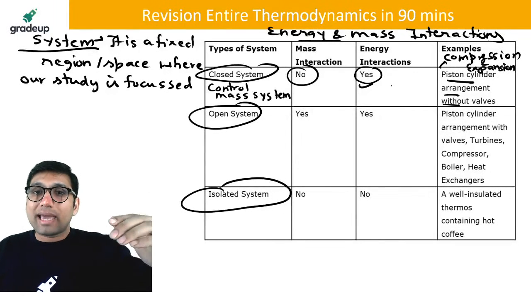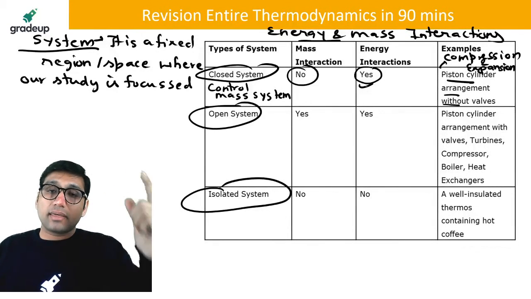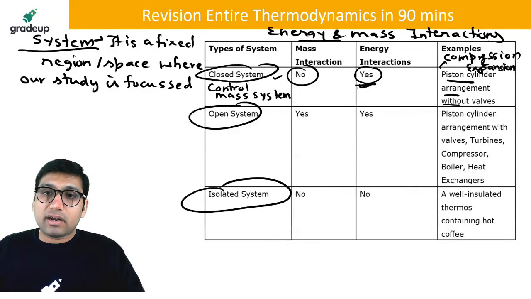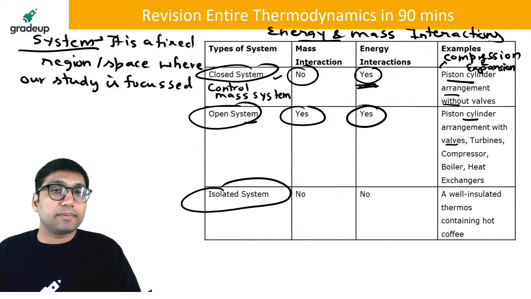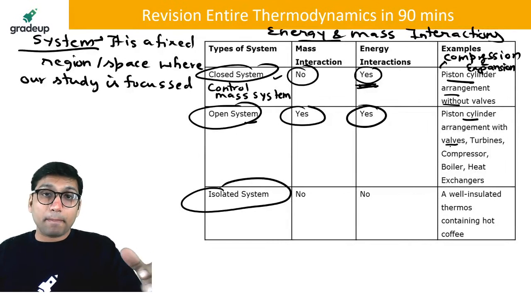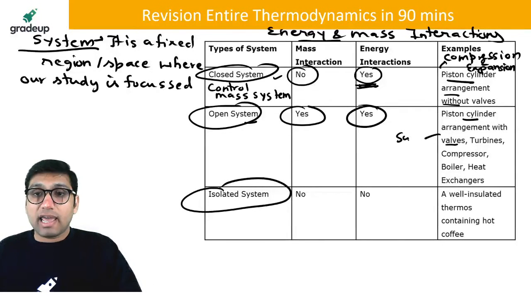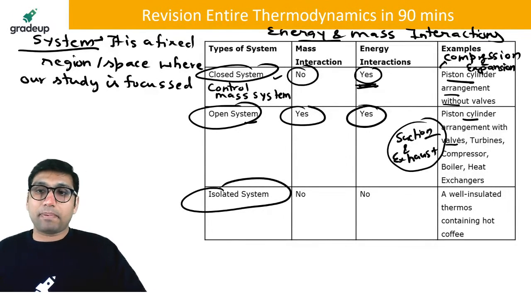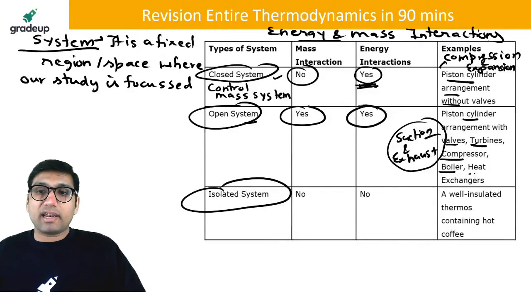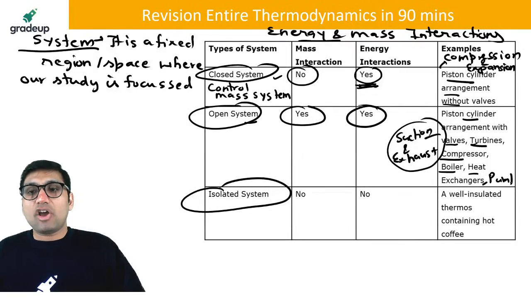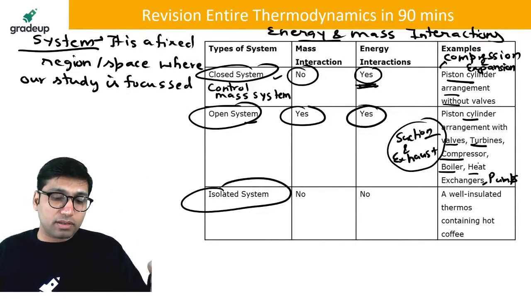So as long as mass interaction is not taking place, a system will be a closed system and only energy interaction will take place. In an open system, both mass and energy interaction take place. Example, piston cylinder with valves. When the valves are operating, for example during suction and exhaust, mass flow will take place. In that situation, it becomes an open system. Turbines, compressors, boilers, heat exchangers, pumps, and many other devices operate as open systems.